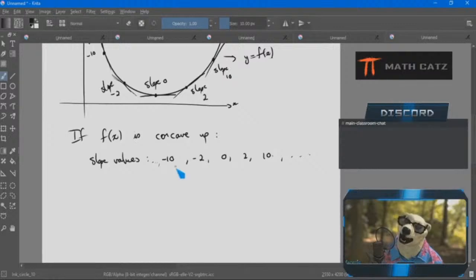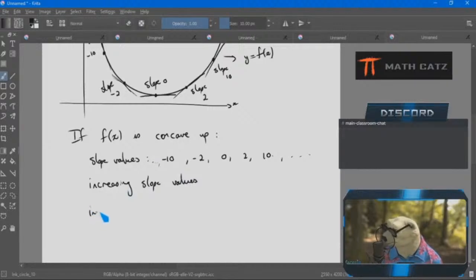This sequence of numbers is an increasing sequence. Increasing, right? They're getting bigger. Increasing slope values. So if I look at the function that gives me these slope values, the function is going to give me a -10 and a -2 as I move from left to right. It's going to be an increasing function.